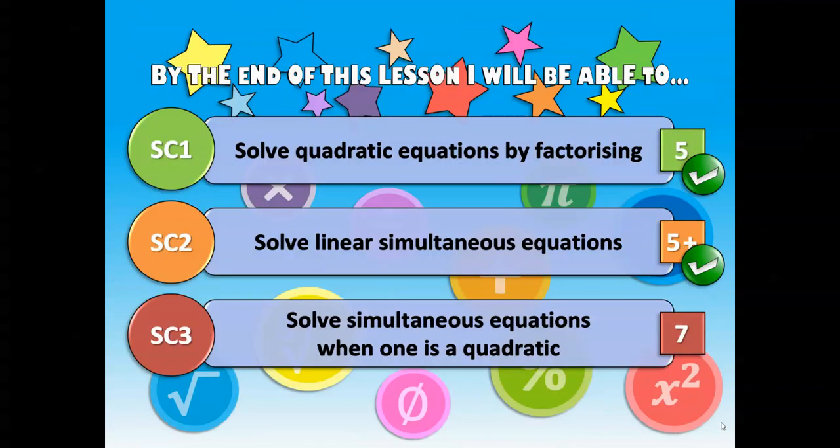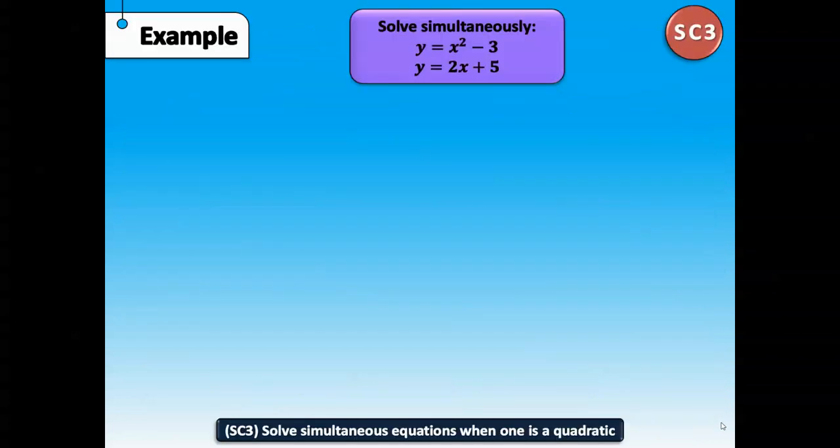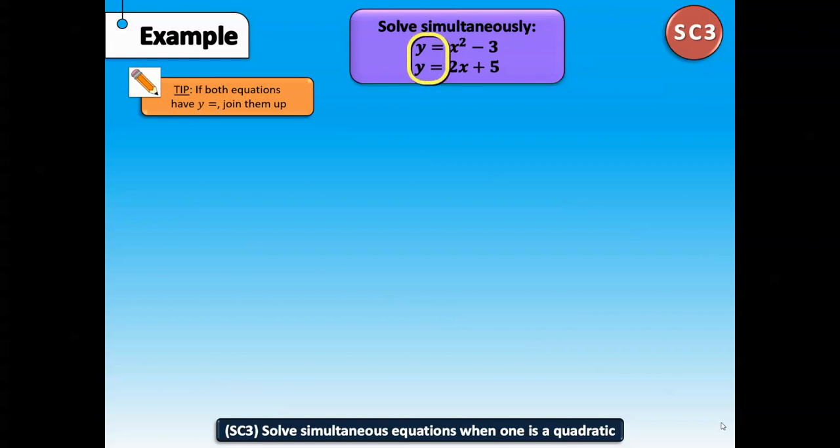And now we've completed success criteria 2. So now we're going to move on to number 3, and this is to solve simultaneous equations when one is a quadratic. So I want to solve these pair of equations simultaneously. So if both equations equal y, we can say both equations are equal to each other. So if they both equal y, that means that x squared minus 3 must equal 2x plus 5.